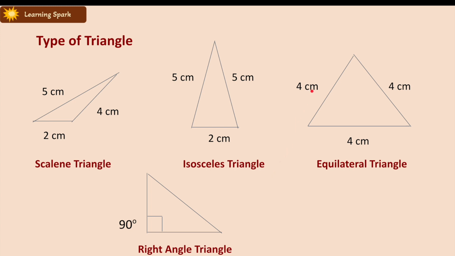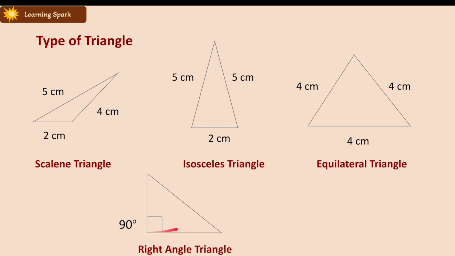And now let's come to the third category of triangle where all the line segments are same in length. So this is 4 centimeter, this is also 4 centimeter, this is also 4 centimeter. This kind of triangle is called an equilateral triangle. Okay, so you should remember these three triangles: scalene triangle, isosceles triangle, and equilateral triangle.